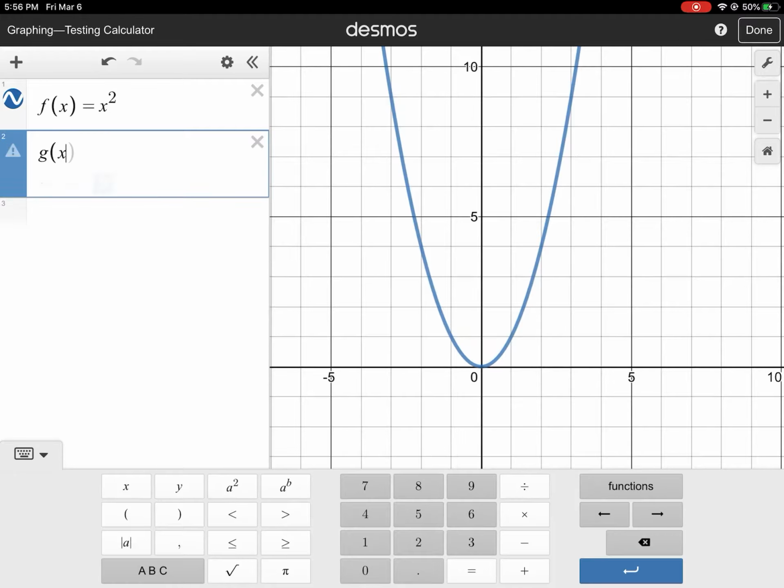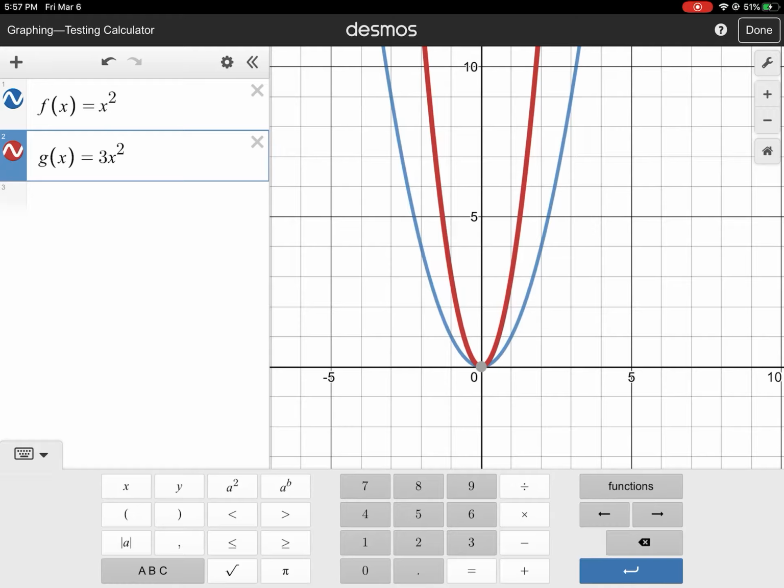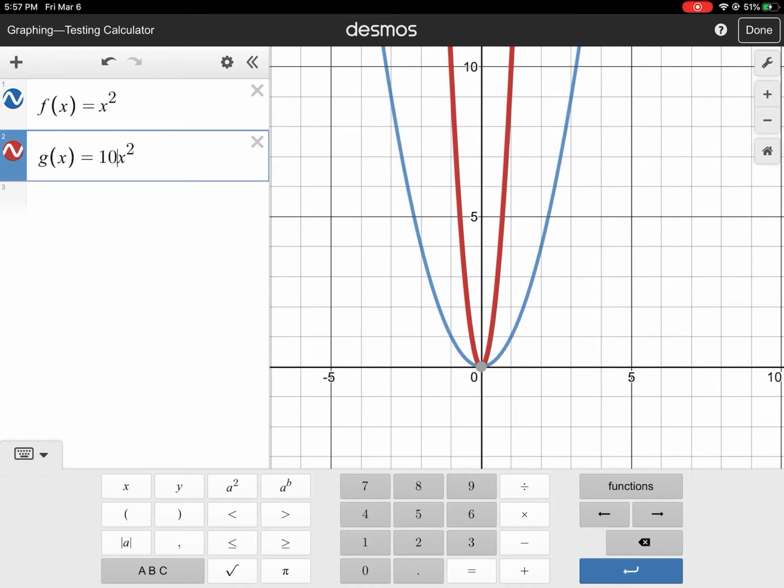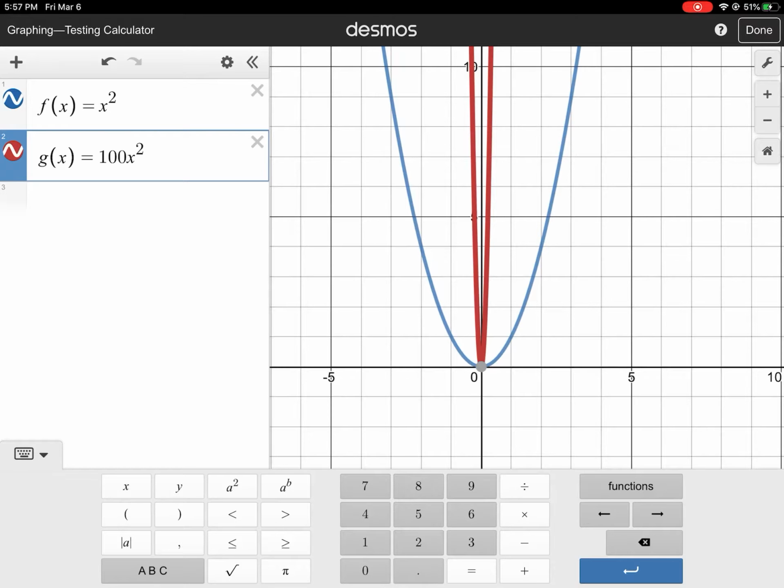Let me write it in a way that might be easier for us to understand. Let's say g of x equals x squared. Notice g of x and f of x are exactly the same. I've set them equal to each other. But let's make a in the red one 3. If I make a 3, what happened? It got narrower. What if I make it 7? It's even more narrow. What about 10? Narrower. What about 100? Even more narrow.